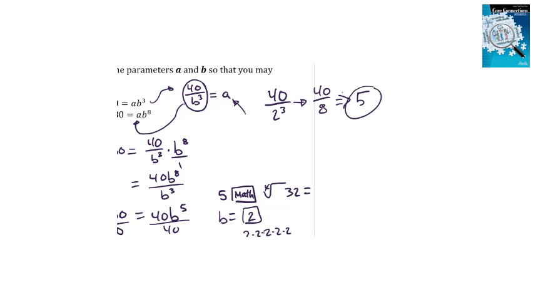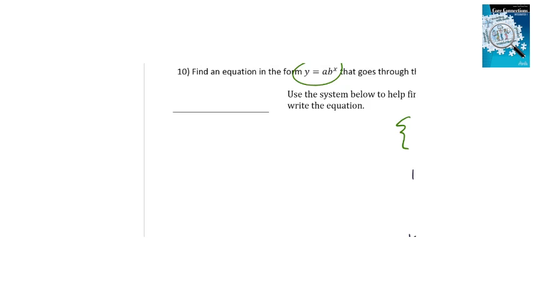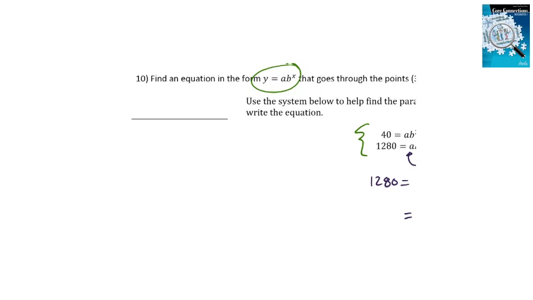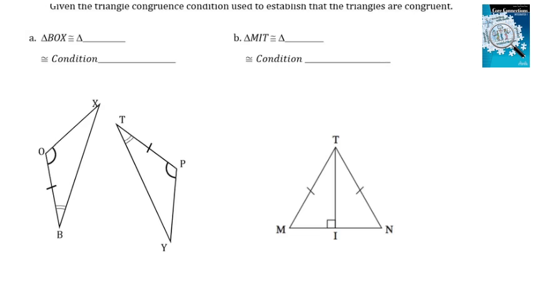Now that I know both a and b, I can write the equation in this form, right? It is y equals a times b to the x power. Again, y equals, we found that a was the number 5. We found that b, our multiplier, was 2, and I'm raising that to the x power. And sure enough, if I plug in both of those points, right, if I plug in 3 for x, it will give me 40, and if I plug in 8 for x, it will give me 1,280.